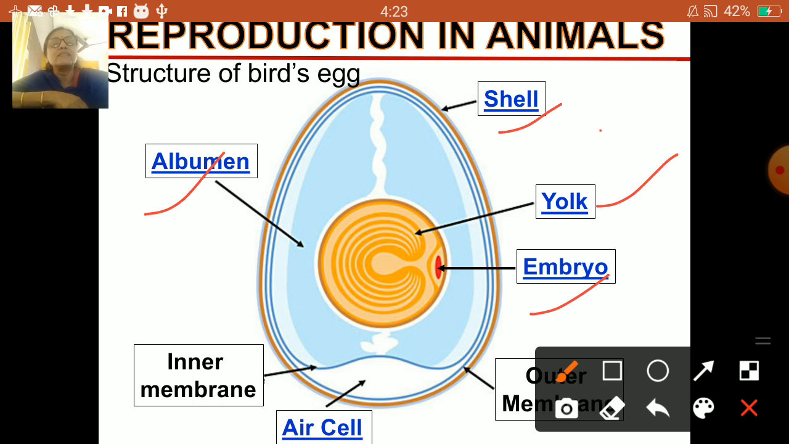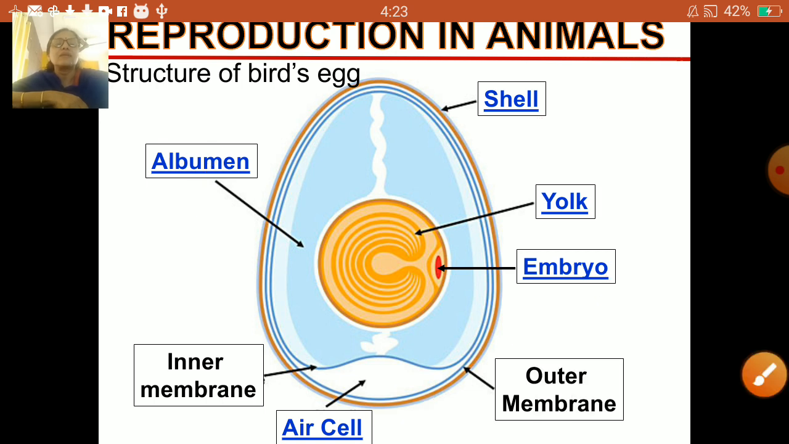Here is the air cell, you can say, that is the space from which the air can be taken for breathing. So this is the structure of a bird's egg, right children?